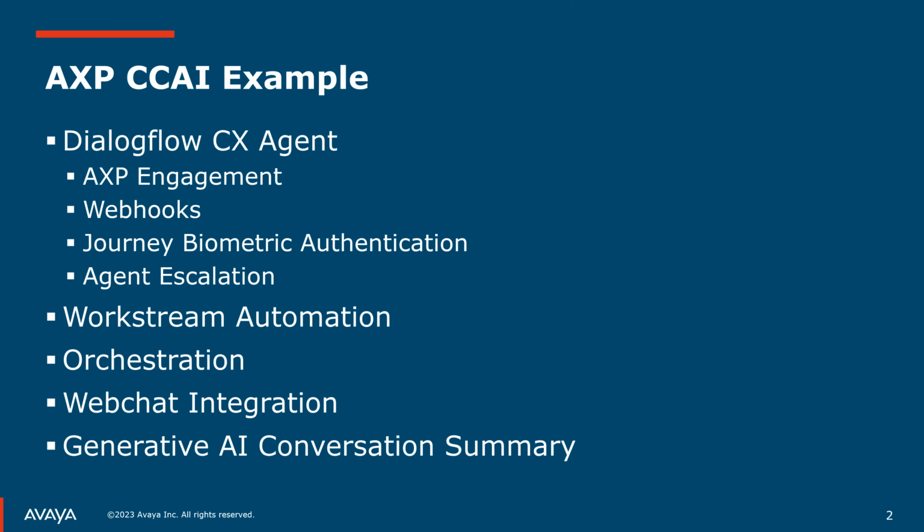And lastly, I've thrown in generative AI to do conversation summary so that when a chat is escalated from a bot to a live agent, I use GPT to summarize the conversation so the agent hits the ground running without having to wade through the entire chat transcription.